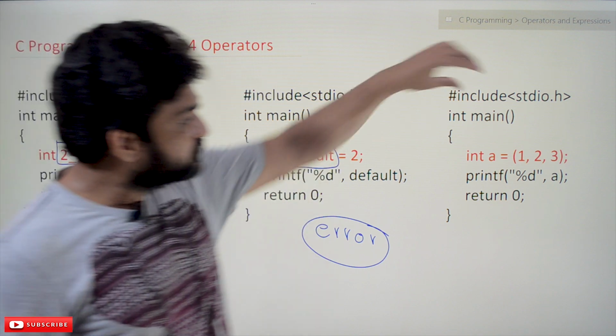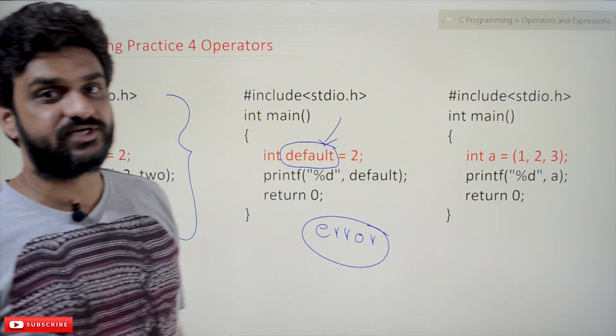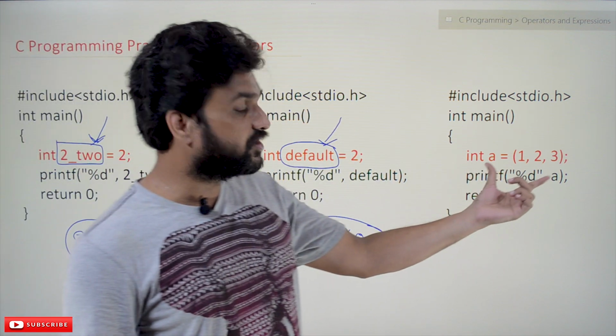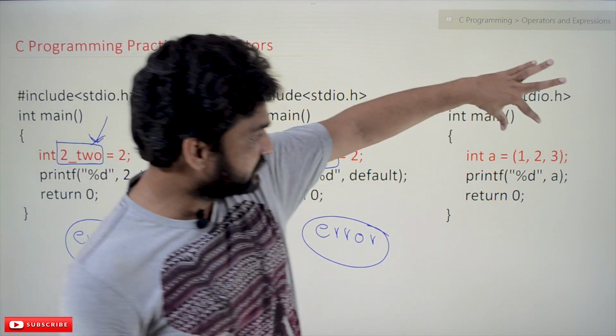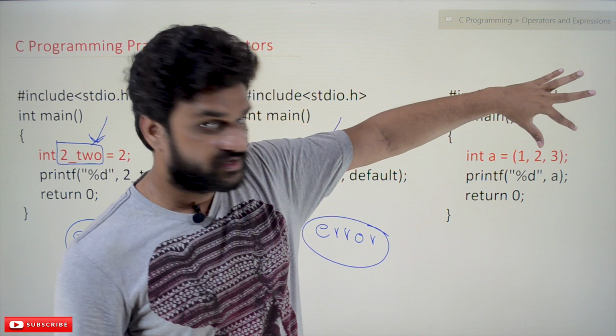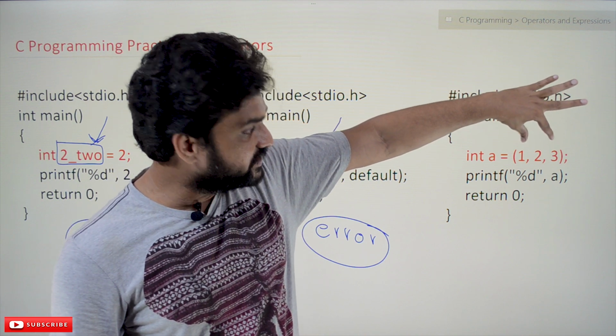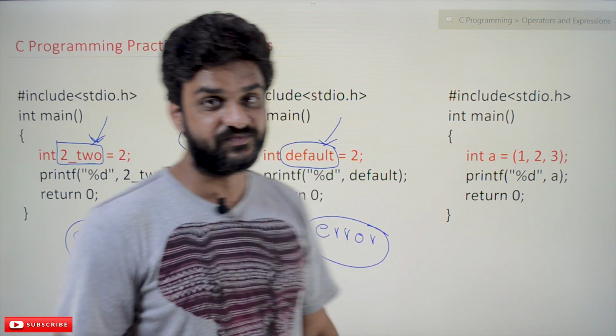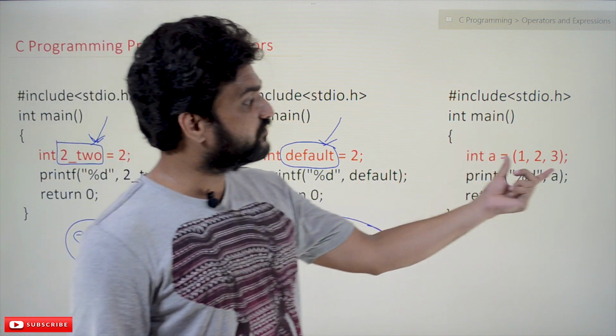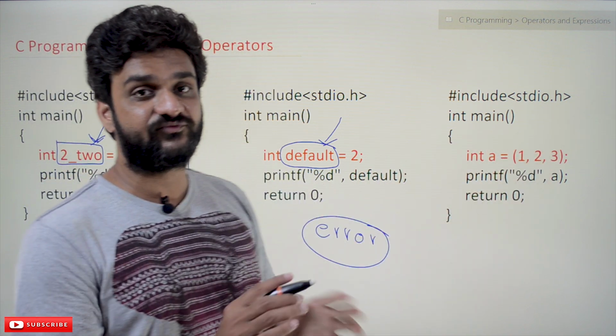Okay, so coming to this program, what is this program going to generate? Is it going to produce an output, or is it going to produce an error? See here, the declaration is 1, 2, 3. Is it a valid declaration? Yes, it is a valid declaration. C allows these kinds of declarations or initializations of variables.